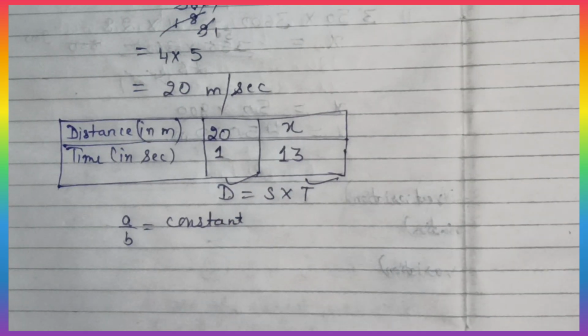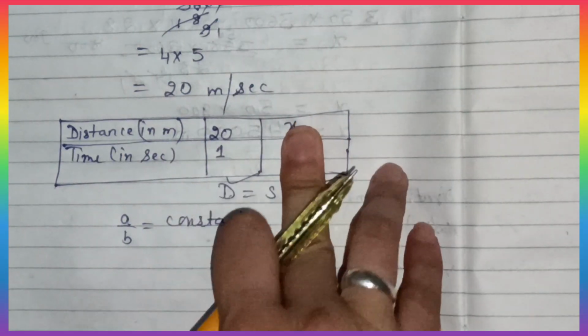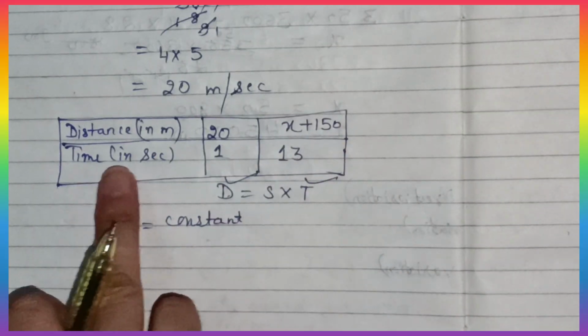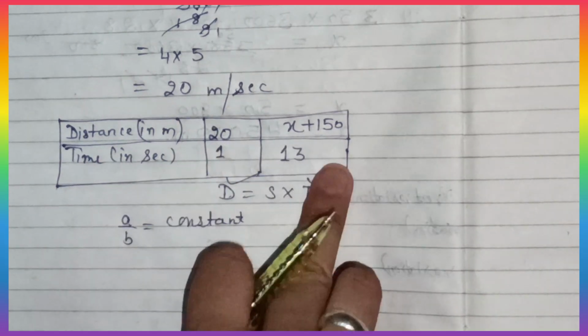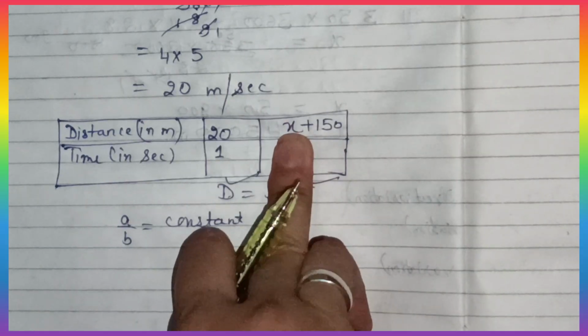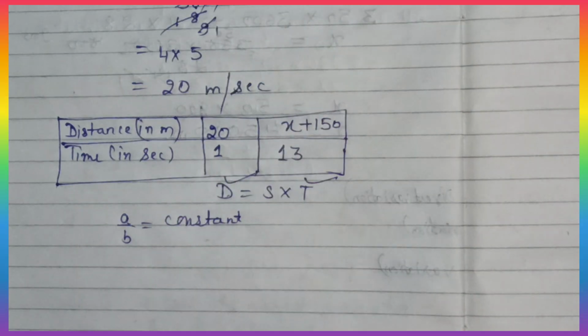We have to find the distance covered in 13 seconds. The distance covered in 13 seconds is equal to the length of the train plus the length of the bridge. In this question we have to find the length of the bridge, so let this be x, and the length of the train is 150. So the distance covered in 13 seconds is equal to x plus 150, where x means the length of the bridge and 150 means the length of the train, which is given in the question.